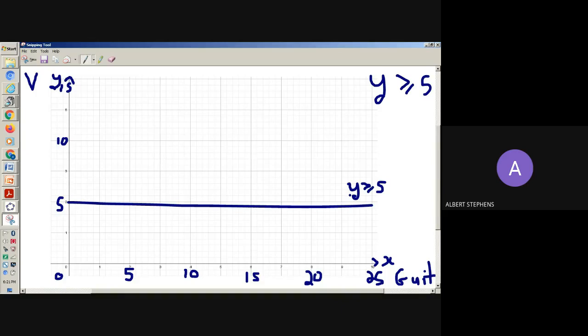Question. Suppose it wasn't y. Suppose it was x. It would start from down here, going up. Right.